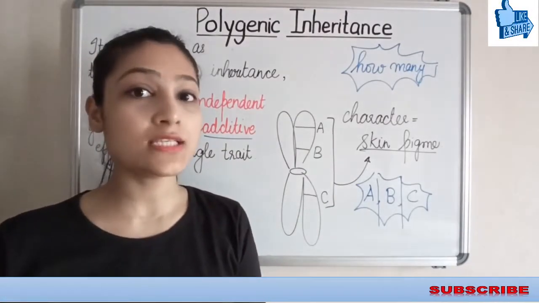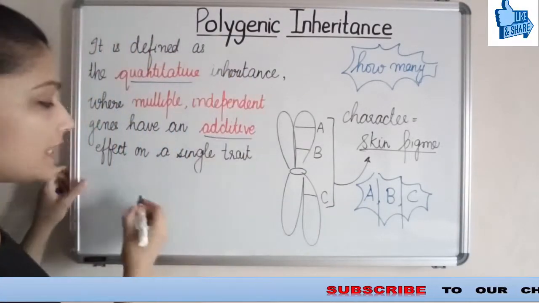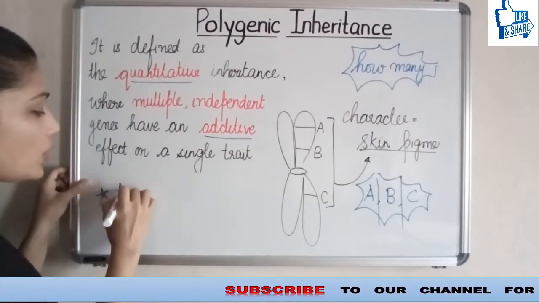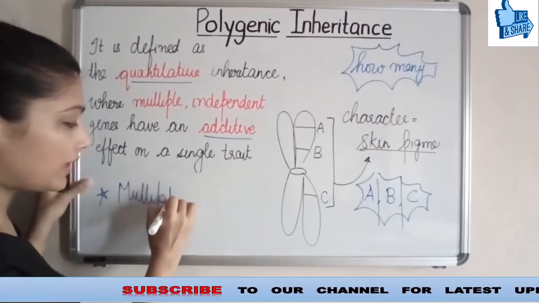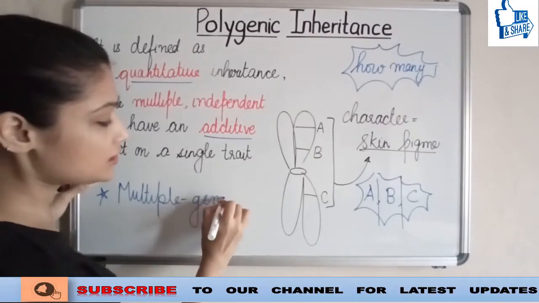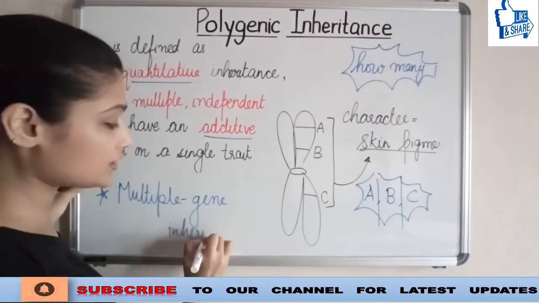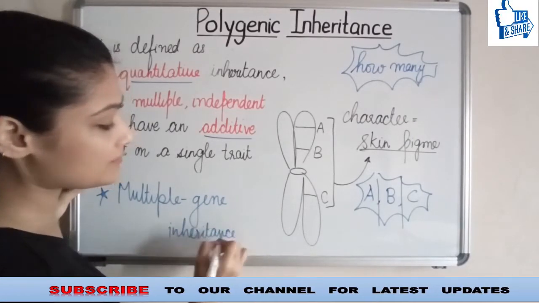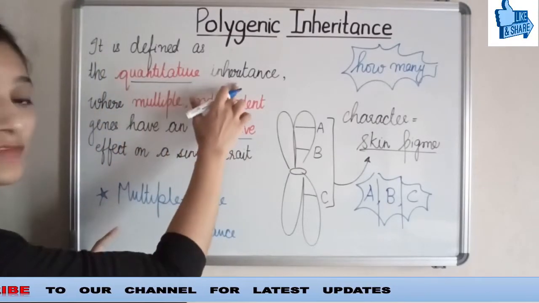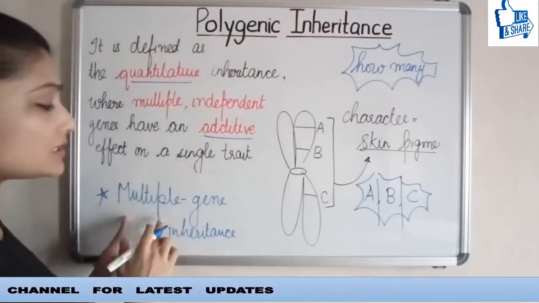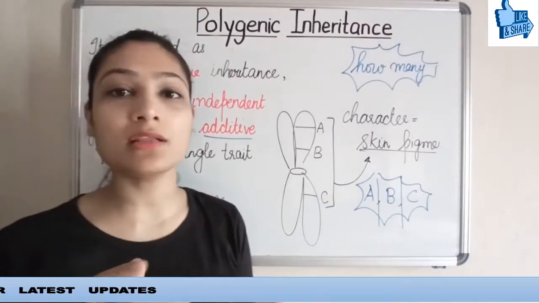As many genes are present here, this type of inheritance is also known as multiple gene inheritance. So do not get confused if any name comes in your exam. Quantitative inheritance, polygenic inheritance or multiple gene inheritance, one and the same.